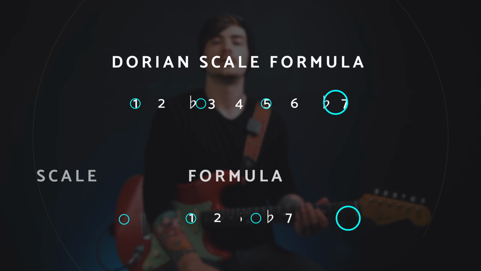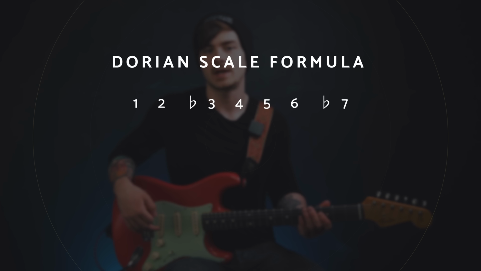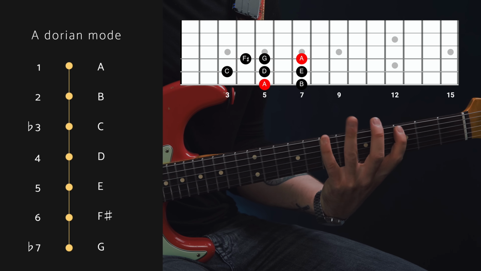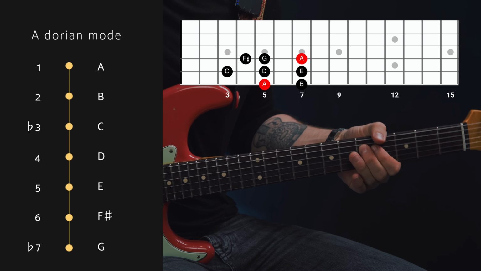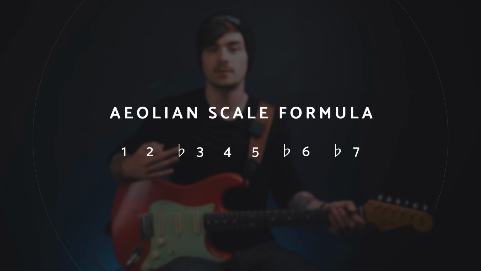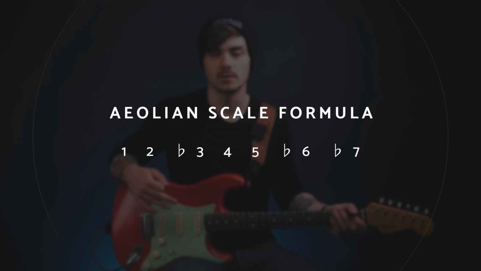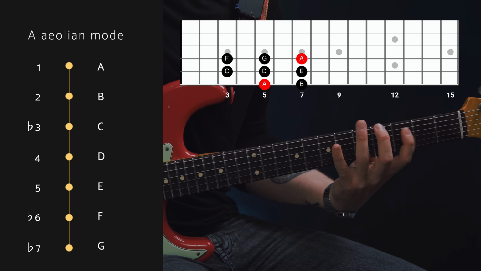The scale formula for the Dorian mode is 1, 2, flat 3, 4, 5, 6, flat 7. And with an A root note, that gives us A, B, C, D, E, F sharp, G. The scale formula for Aeolian is 1, 2, flat 3, 4, 5, flat 6, flat 7. With an A root note, that gives us A, B, C, D, E, F, G.